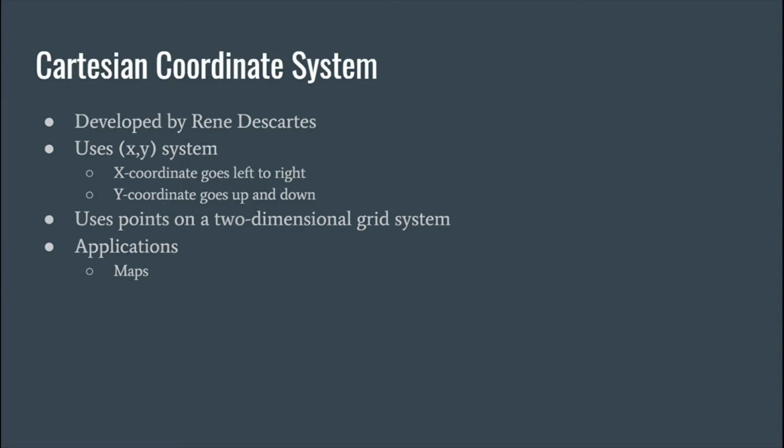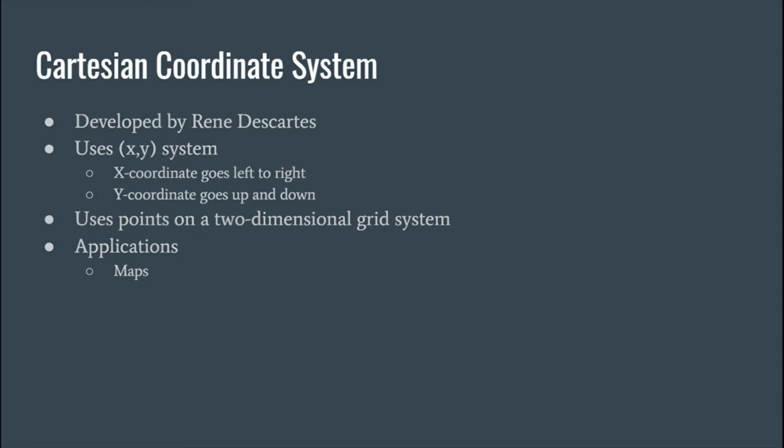So the Cartesian coordinate system uses the form x, y. Okay, x, y. So the x coordinates, that's your horizontal coordinates, the ones that go left and right. Y goes up and down, and it uses points on a two-dimensional grid system. Practical applications for this would be maps. You've seen maps, right? You've got latitude and longitude. That's where we usually use them.